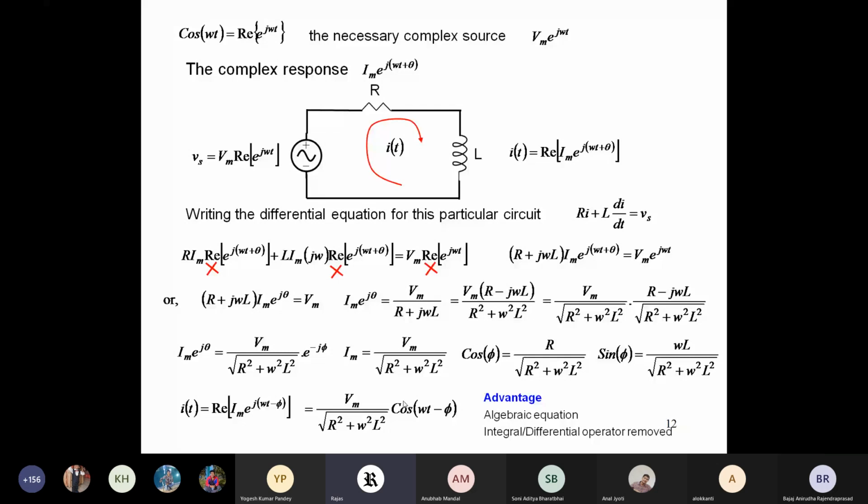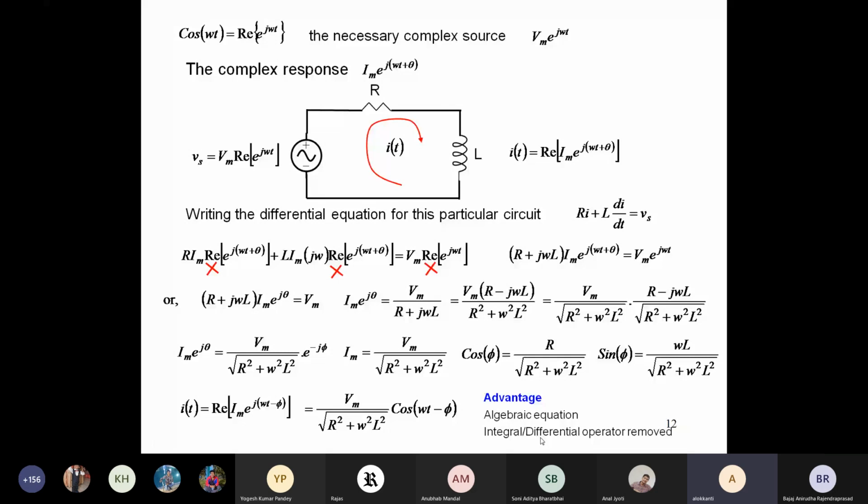So the advantage is we are solving an algebraic equation, which may be easier in some places. Handling algebraic equations and complex numbers rather than solving differential and integral equations. Those are removed, and we will also study this later.